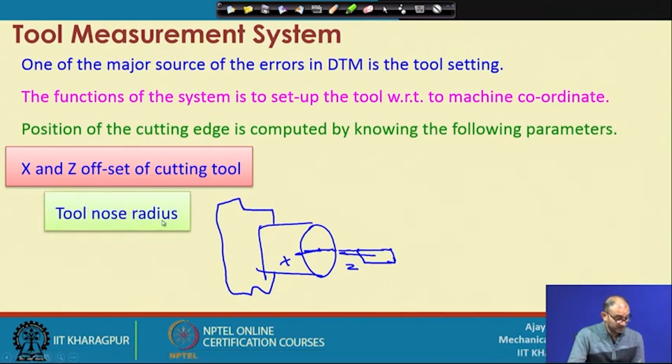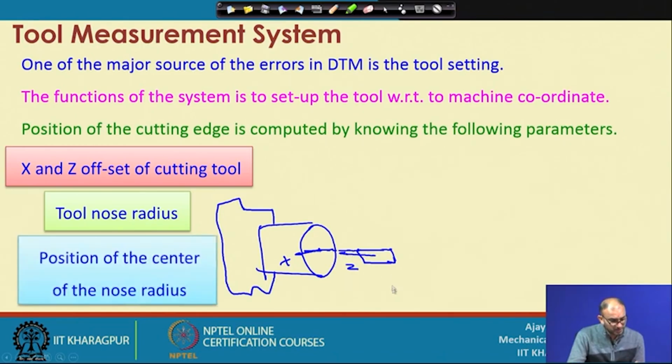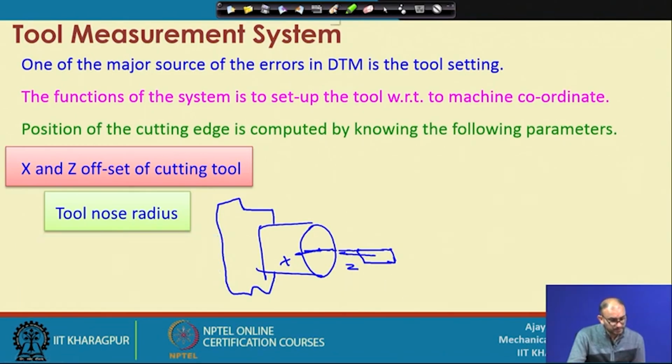The second one is the tool nose radius, because the tool nose radius plays an important role. Right now, whatever you are setting is from this particular plane, but if you see from the top surface, your tool has a nose radius. So we have to make sure that it is touching at this location, not at this location or this location, otherwise your program control will be different from what you want to achieve. So, nose radius you have to maintain.